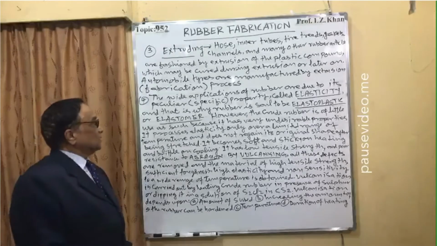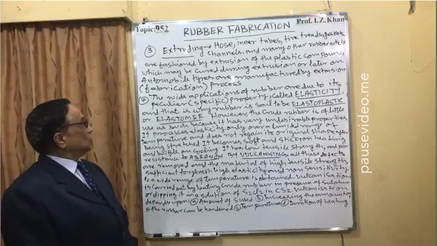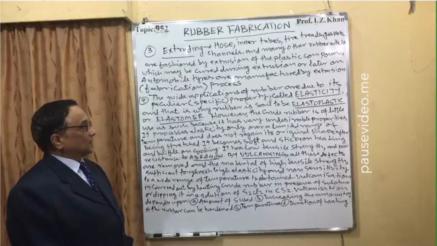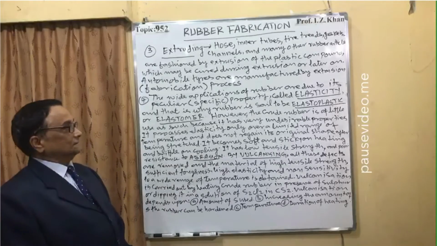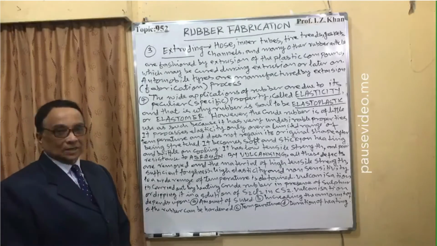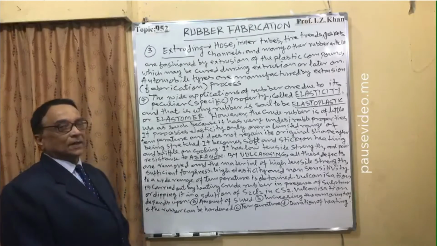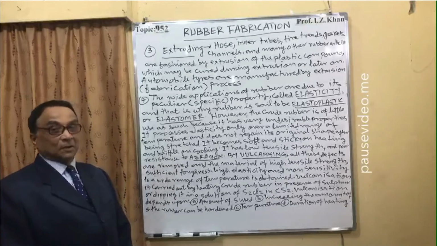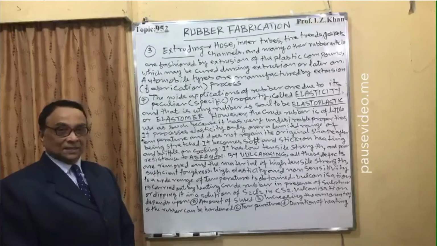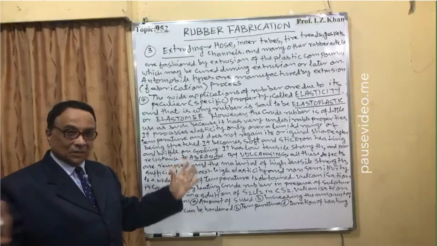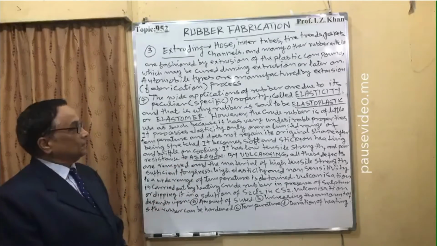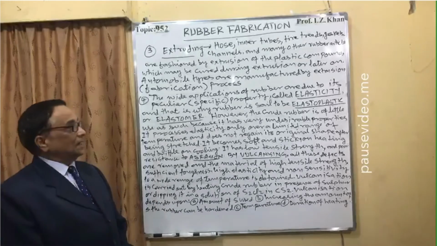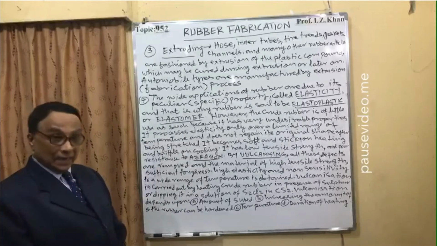Number four, the wide applications of rubber are due to its specific property, and that is called elasticity. Elasticity is the most important property of rubber, and that's why it is given different shapes, different uses and different chemical and physical properties. It can be stretched, and once you leave it, it will come back to its original shape. That is why rubber is said to be an elastoplastic or elastomer.